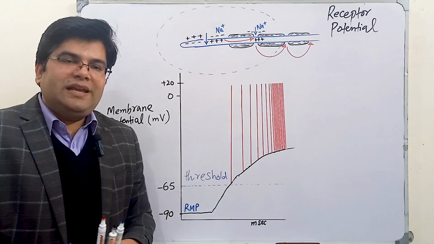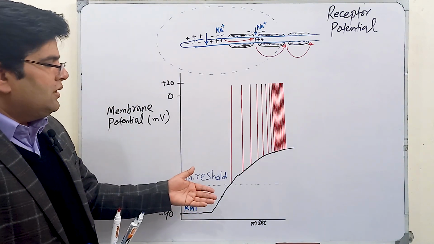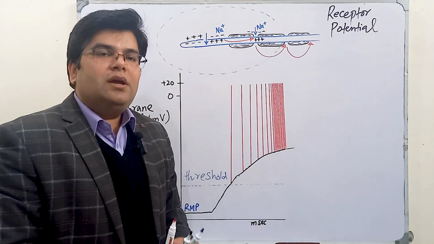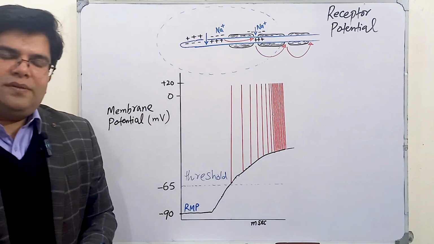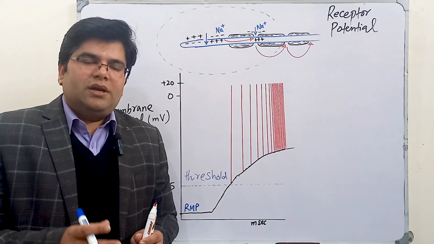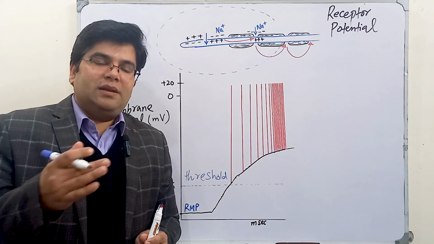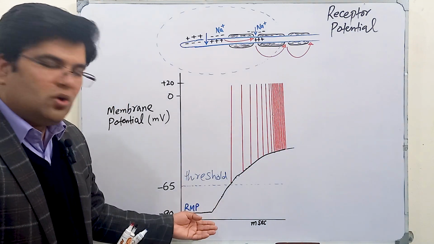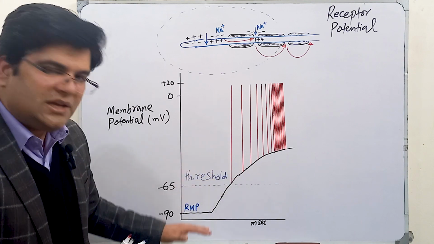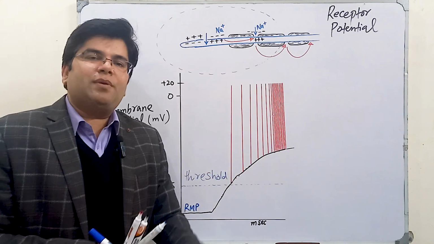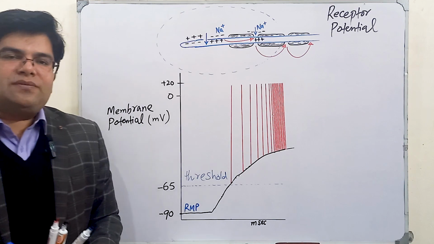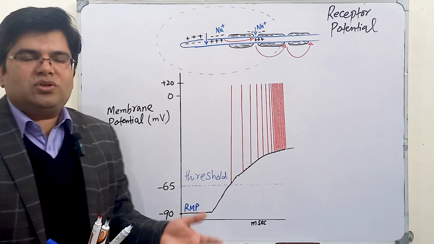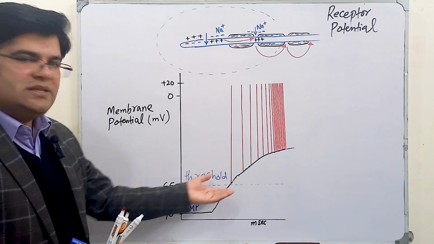So in case of depolarizing receptor potential, the nerve fiber is stimulated, or there are more action potentials which travel along the nerve fiber. But in some sensations, the receptor potential is a hyperpolarizing or inhibitory potential. For example, in case of rods and cones, this receptor potential does not move towards positivity, it moves towards more negativity, which is called hyperpolarizing receptor potential. And in case of hyperpolarization, it will be inhibiting the membrane. In most of the receptors, this potential is a depolarizing receptor potential.